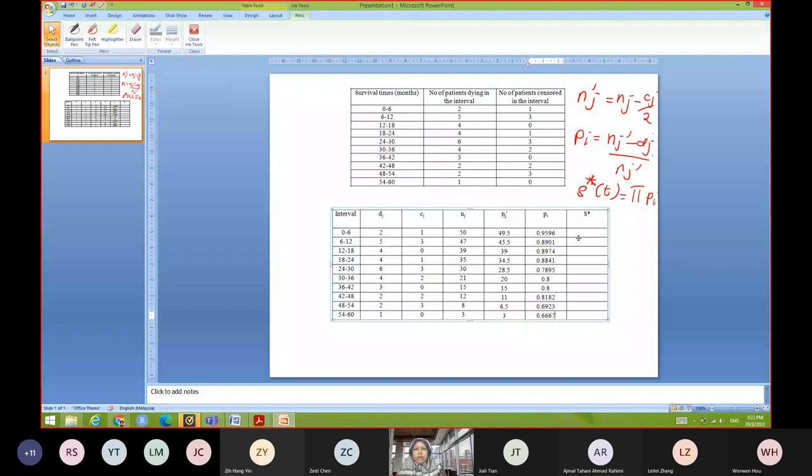So any issue with PI? Okay, just use the formula. The PI equals NJ prime minus DJ over NJ prime, or it equals 1 minus DJ over NJ prime. Okay, so the PI is actually the estimated survivor. No, it is a probability of surviving, right? So S star T equals the product of PI. So this one should equal your PI, which is 9596. Second one.